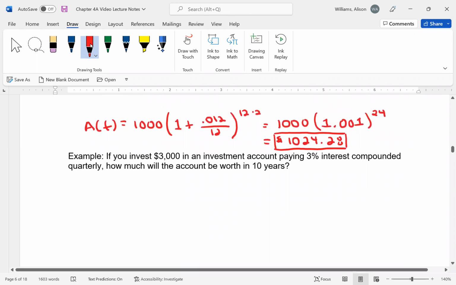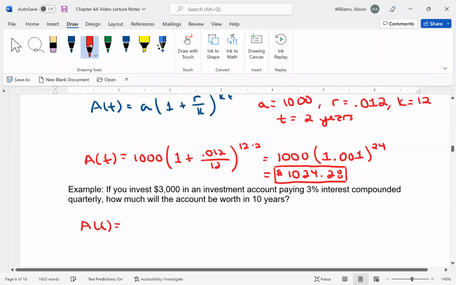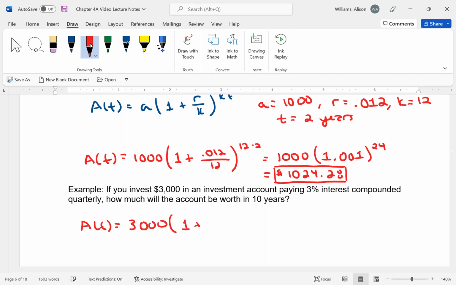Let's say you invest $3,000 into another account, but this one's compounded quarterly. How much will be in the account in 10 years? So let's try that. I'm not going to rewrite the formula since we have it written on the page. If you need to scroll up, there we go, just so we can see it. Okay, so this time $3,000 is our investment and the rate is 3%. So higher rate should end up being a little bit higher. Since it's quarterly, k is going to be 4 this time. So quarterly is 4 times a year. And then 4 times 10.